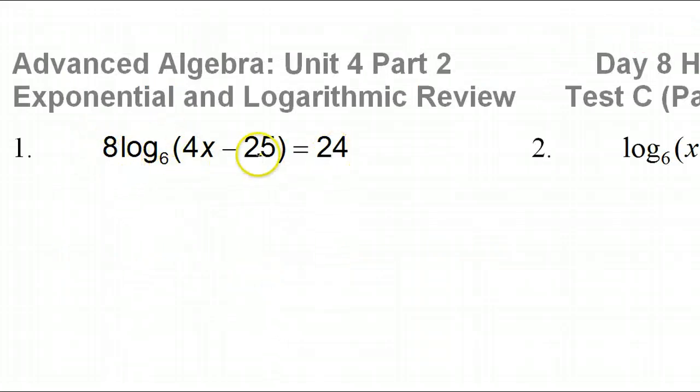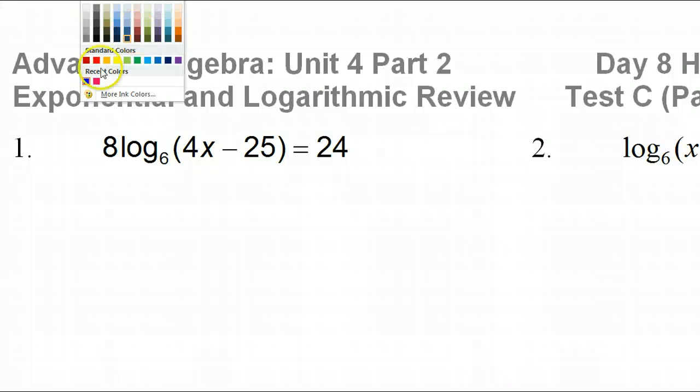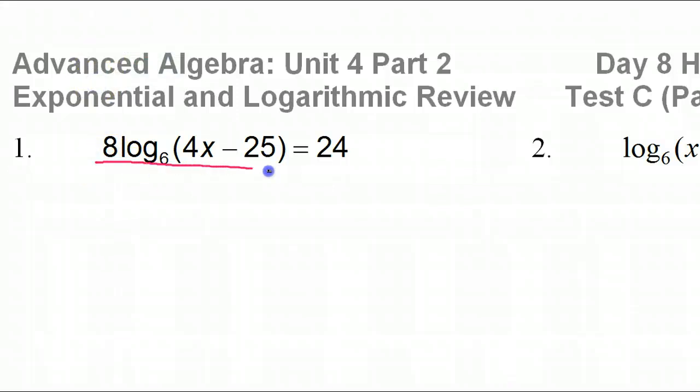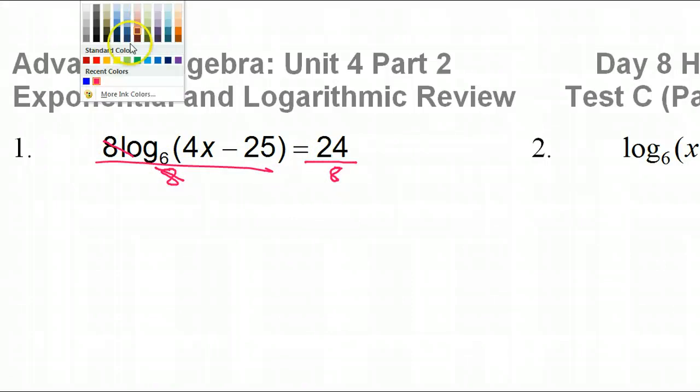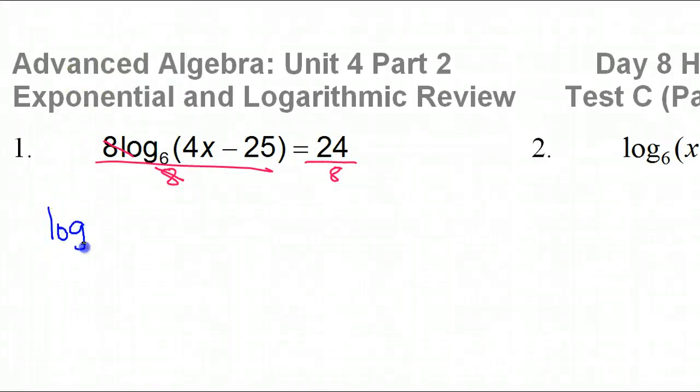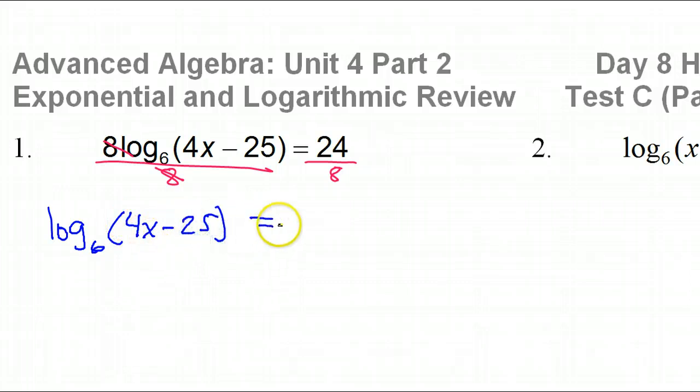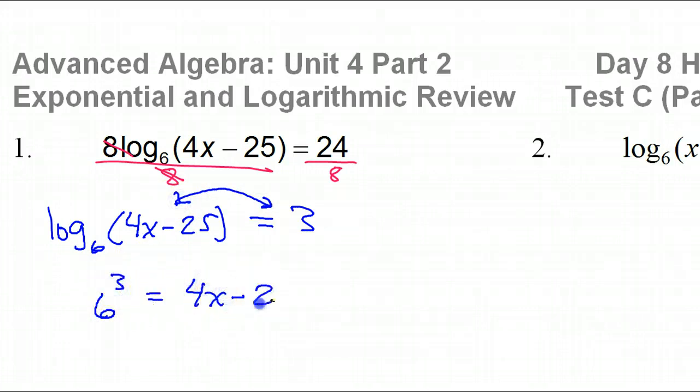So, to solve this equation for x, we definitely want to divide both sides by 8 as the first step. Just get that 8 out of there. Kabam! So that's going to give us log base 6 of 4x minus 25 is equal to 3. Now, we need to rewrite this in exponent form, starting with the base. This will be 6. These will trade sides, so this will be 6 to the 3rd power equals 4x minus 25.